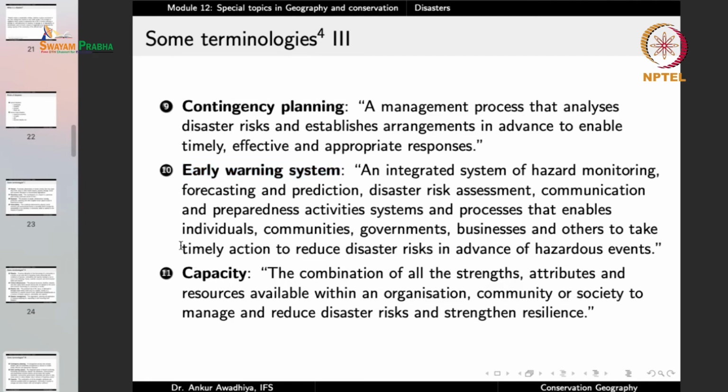Now, why do we have this early warning system? So that we can take timely action to reduce the disaster risks in advance of the hazardous events. So early warning systems give us a warning in advance before the disaster has actually struck, so that we can do something to reduce the impact of the disasters. Similarly, we have a tsunami warning system in our oceans. So if there is any tsunami that is coming to our coast, we should have a prior warning.